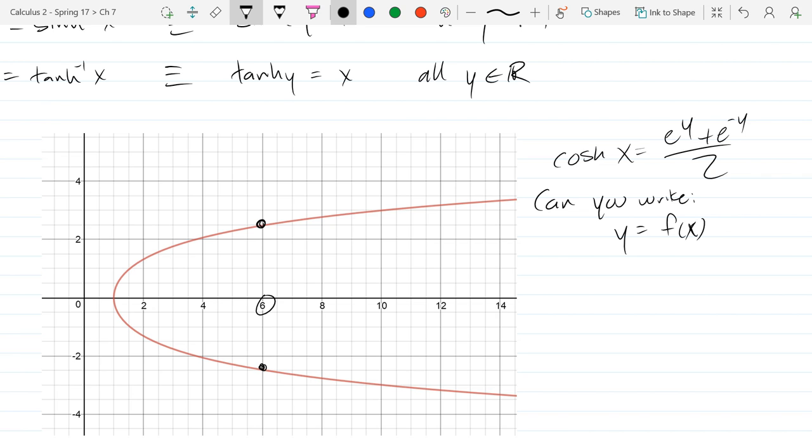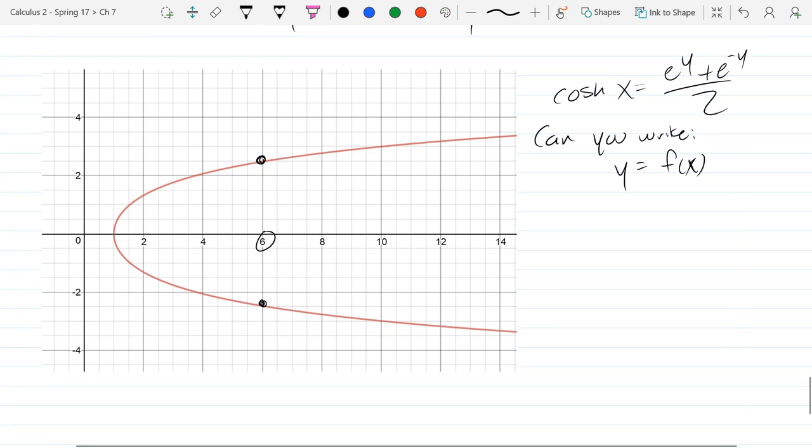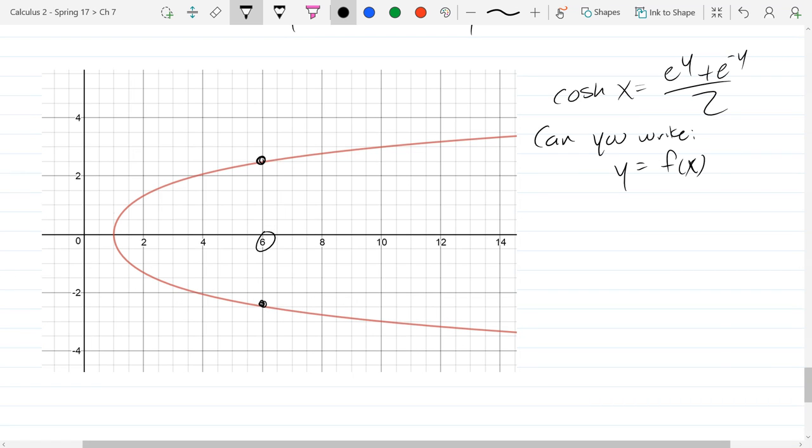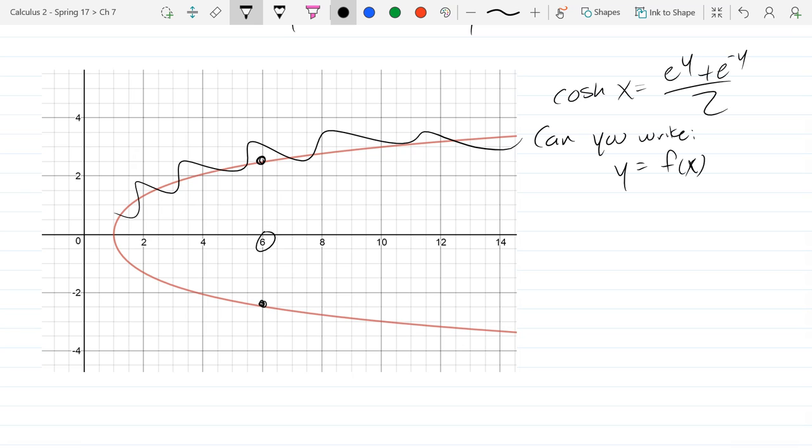So how do we make it a function of x? We basically throw away parts of this graph. So what part does it make sense to throw away? Should I throw away where y's are negative, or should I throw away where y's are positive? Y's are negative. Yeah, let's keep it positive. So let's get rid of the bottom half of this graph.